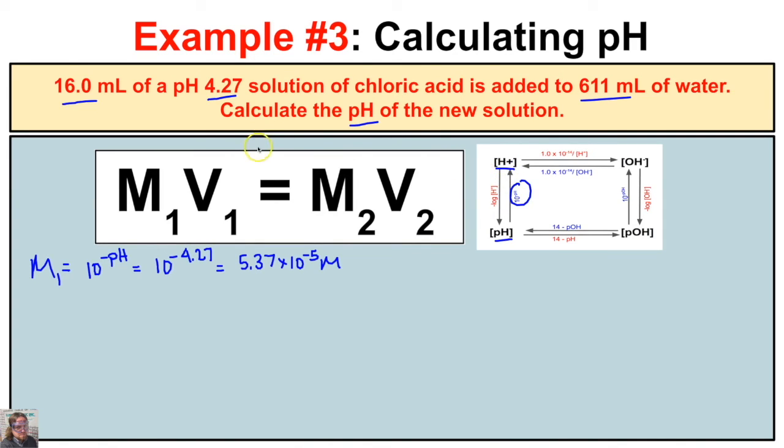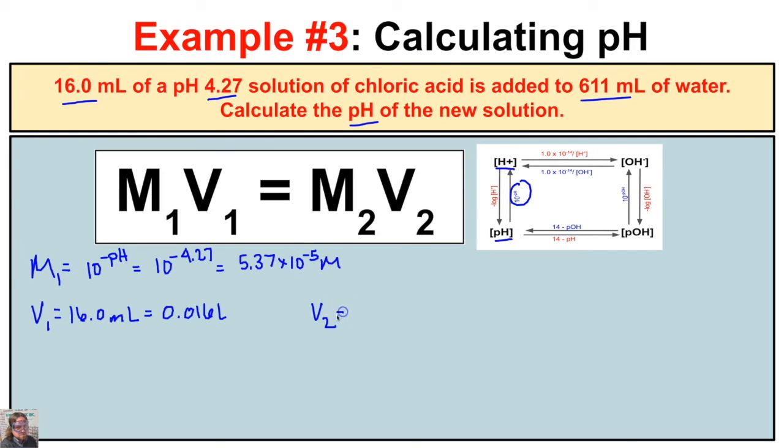And so now if we take a look here, what is V1? V1, it tells us, is 16.0 milliliters, but we have to convert this to liters for our dilution formula here. So we'll slide the decimal to the left 3 times, or divide by 1,000, and we'll end up with 0.016 liters. If we take a look over here, we're going to end up adding 611 milliliters to this right here.